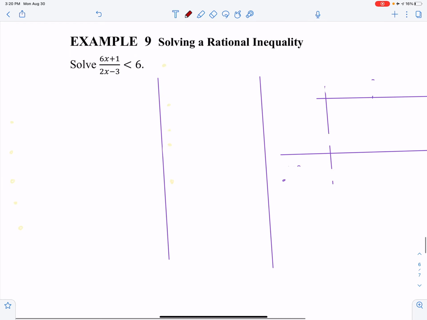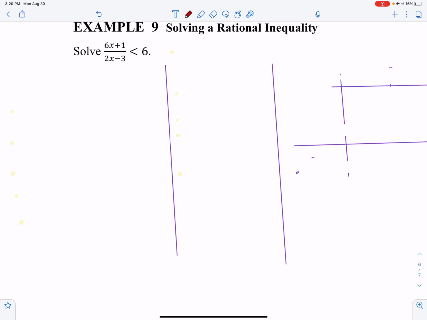So the first thing that we want to do is get the 6 on the left-hand side by subtraction. But then we also need to get a single fraction, so we need the common denominator. So we'll multiply that -6 by 2x minus 3 over 2x minus 3. And then all I need to do is rewrite this with that common denominator. All I did was rewrite just with a single denominator.